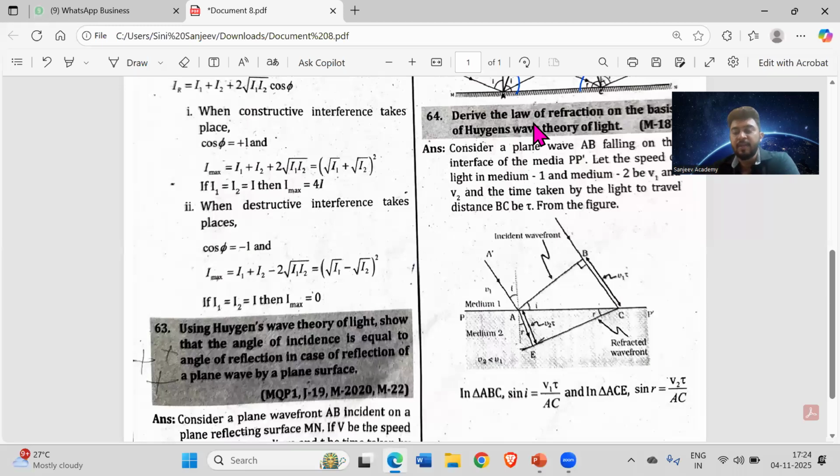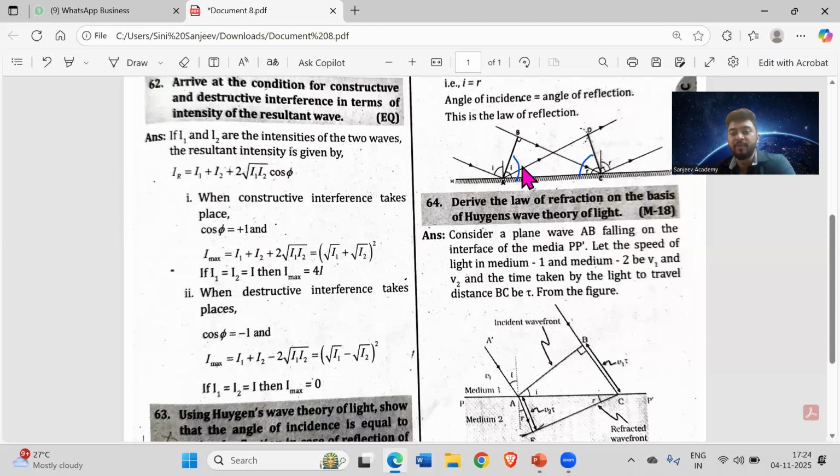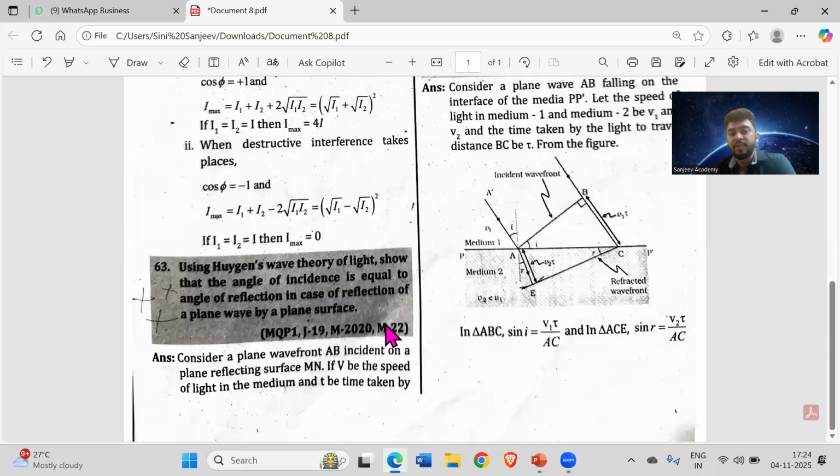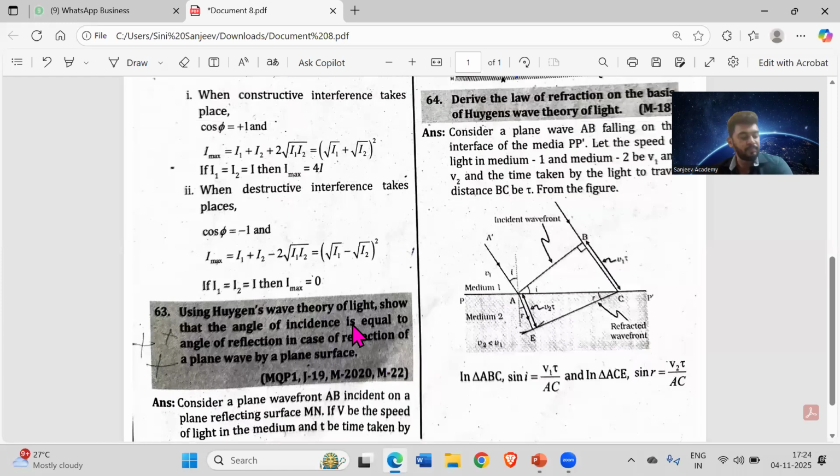Law of refraction. I think we all know what it is. Sin i by sin r is equal to a constant. So this is one more diagram, and they can ask only for a diagram. But the above one is very, very important, and that's the reason it has been repeatedly asked here.